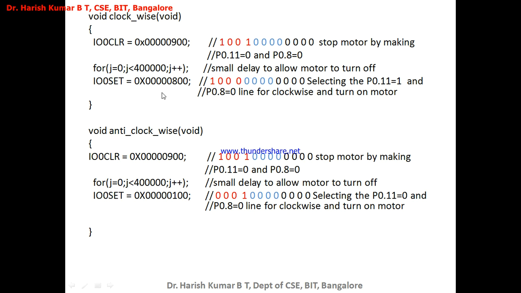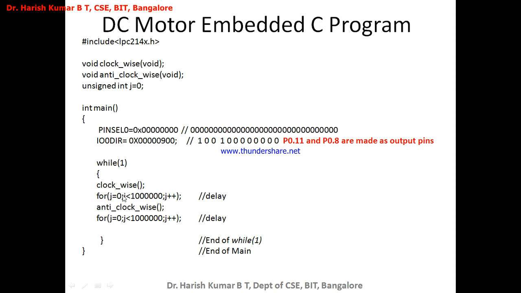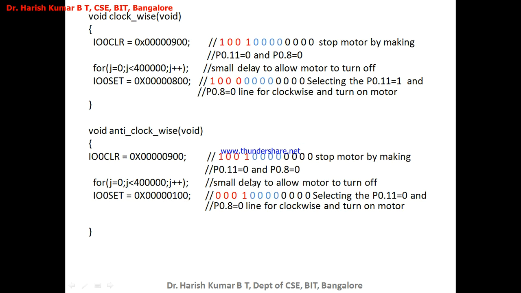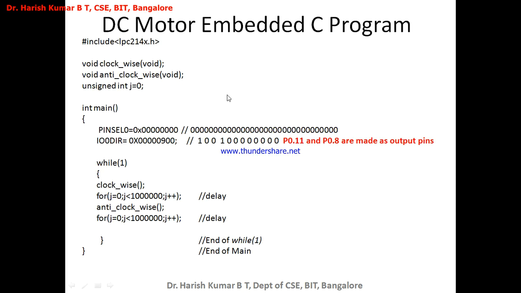Now how long will it run in the clockwise direction? After this assignment is done and the motor starts rotating in the clockwise direction, this is the end of the clockwise function. It returns from here, where it came from. Immediately after this clockwise function call, we have a delay. I am running this delay for 10 lakh iterations, and again there is a semicolon here. Till the microcontroller completes this 10 lakh iteration, the motor keeps running in the clockwise direction, because the P0.11 value is 1 and the P0.8 value is 0.